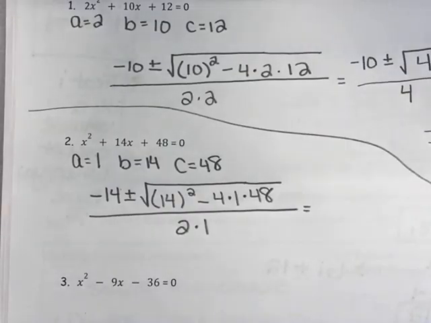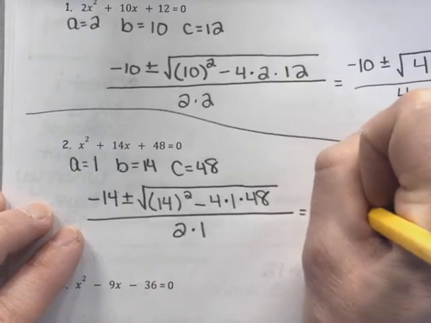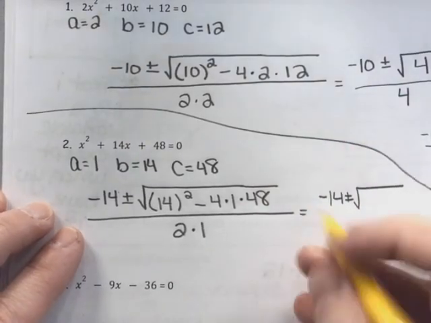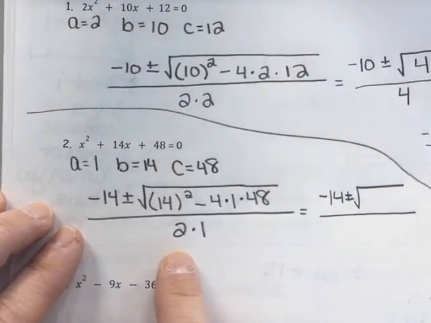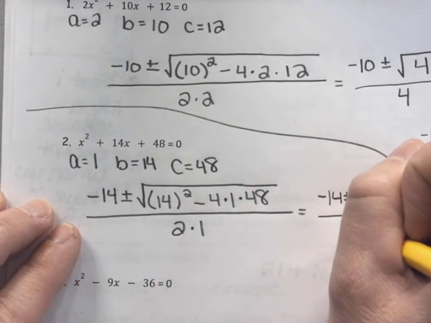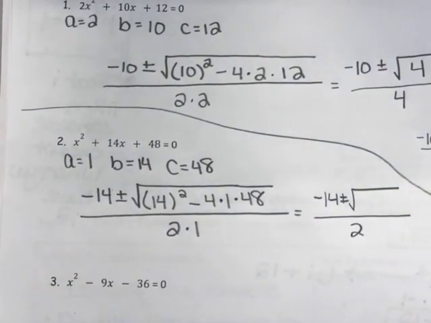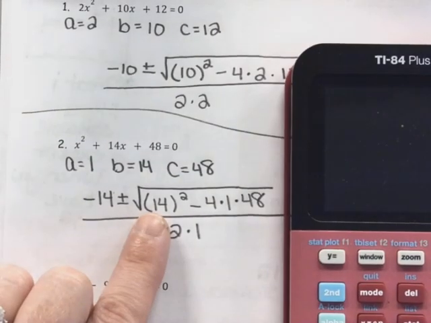All right, so remember my first step is I leave the negative 14, I leave the plus or minus, I leave the square root. Ooh, and I can do this in my head. What's 2 times 1? 2. All right, so now let's all practice on our calculators. If you didn't try last time, you got to do it this time. Take them out.